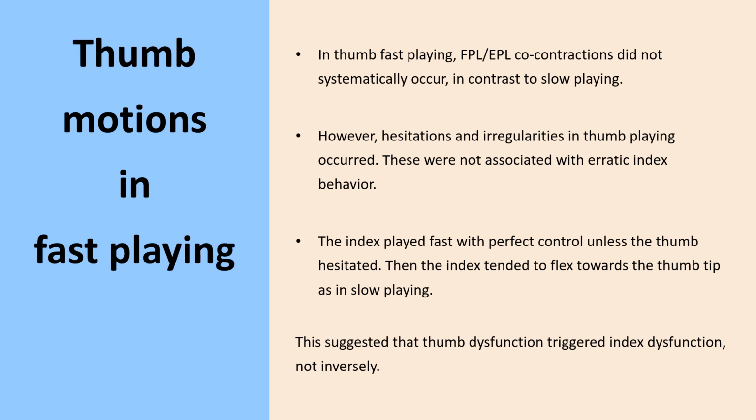The video showed that in thumb fast playing, FPL-EPL co-contractions did not systematically occur in contrast to slow playing. However, hesitations and irregularities in thumb playing did occur. These were not associated with erratic index behavior. The index played fast with perfect control unless the thumb hesitated. Then the index tended to flex towards the thumb tip as in slow playing. This suggested that thumb dysfunction triggered index dysfunction, not inversely.